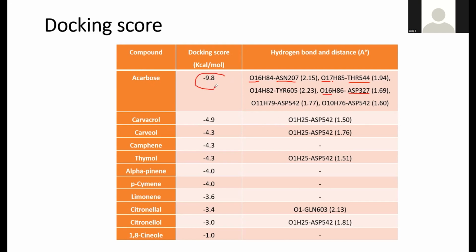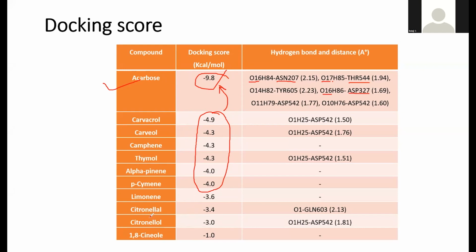But see, acarbose is the standard anti-diabetic drug. That's having a very minimum score in negative terms. So it's more stable compared to all other monoterpenes. But there is scope, because almost all these are in a similar range. We need to do some modification so that we can make them equivalent to acarbose in terms of inhibition.